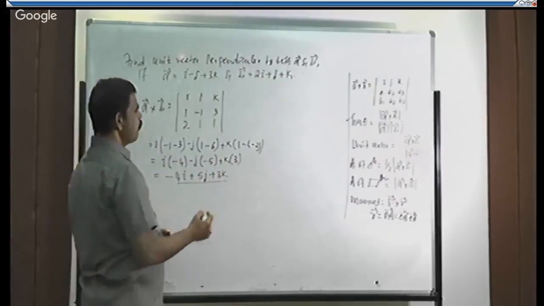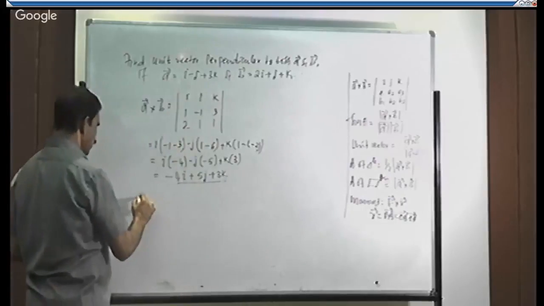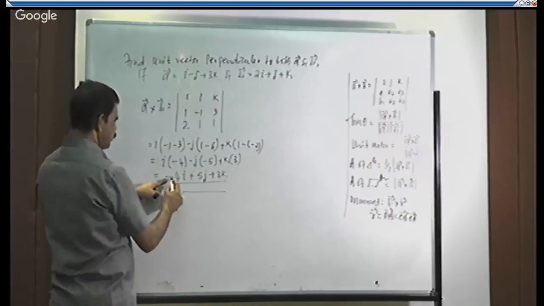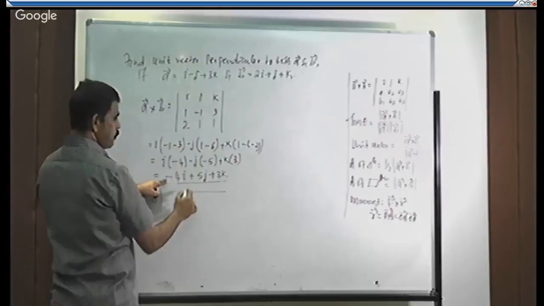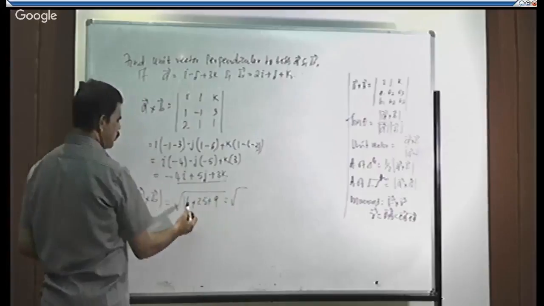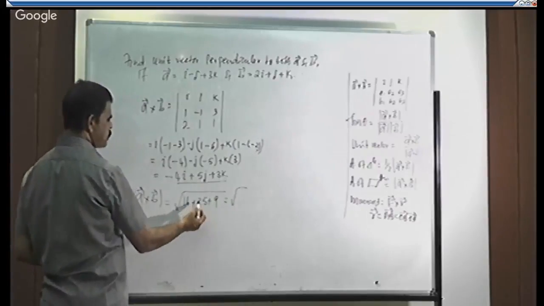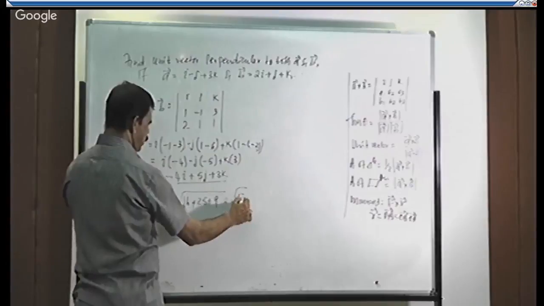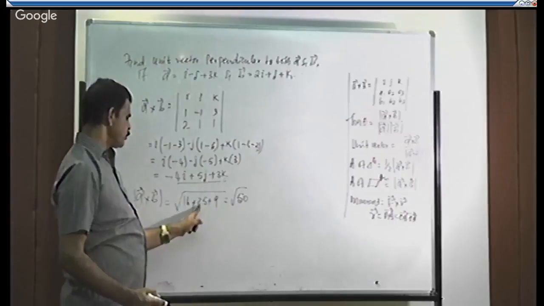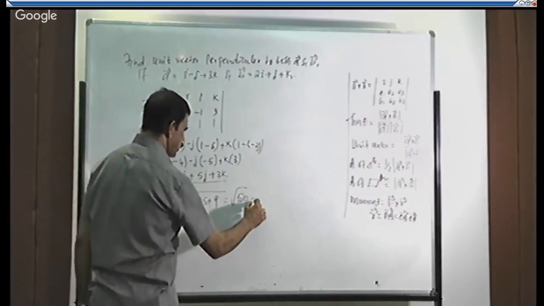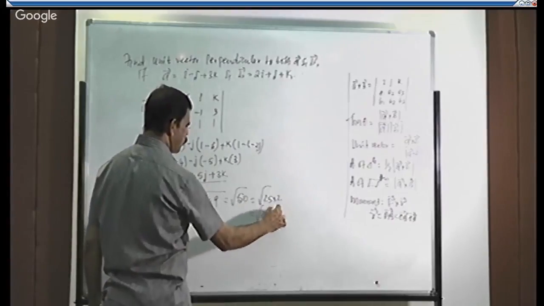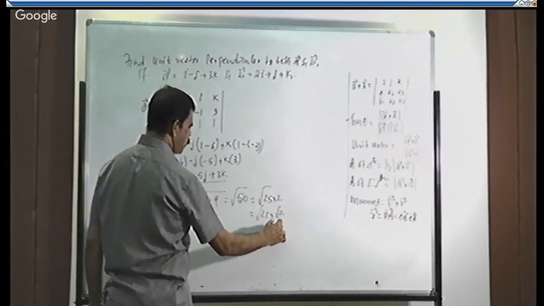What we need? We need its magnitude also, right? So magnitude of A cross B is equal to root of minus 4 square 16 plus 5 square 25 plus 3 square 9. That is equal to 25 plus 16 plus 9. This is 50, correct? 9 plus 5, 14, 20, 2 carries, 2 plus 2, 4 plus 1, 5. It can also be taken as root of 25 into 2, or root 25 into root 2, and this is equal to 5 root 2.